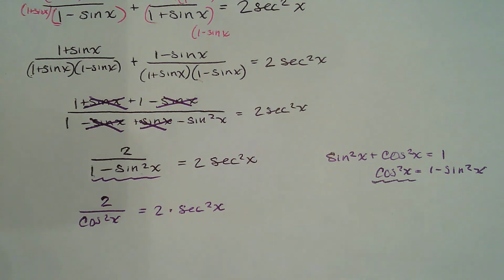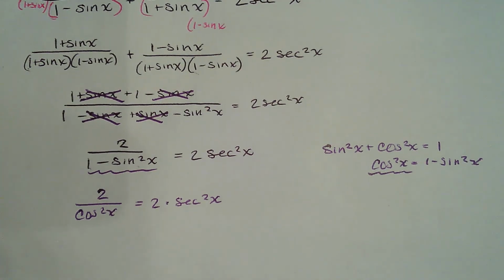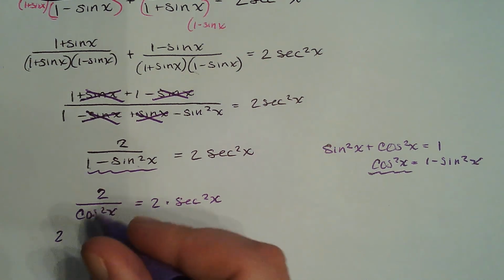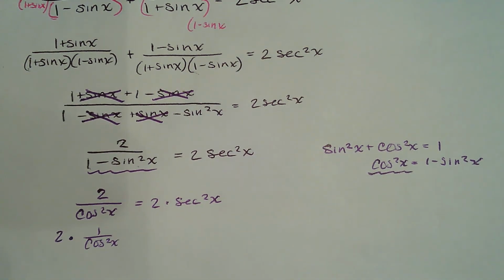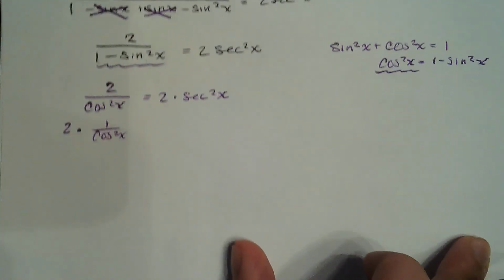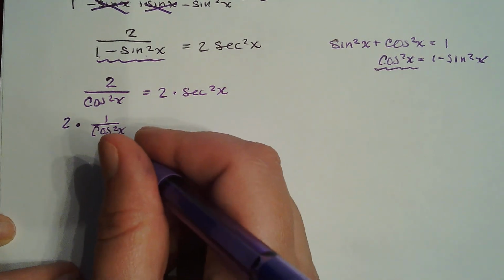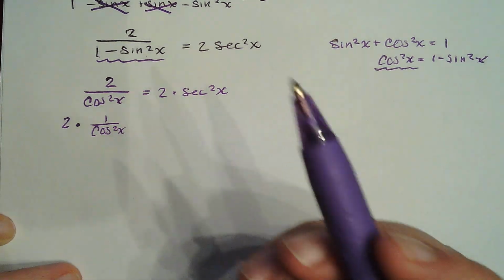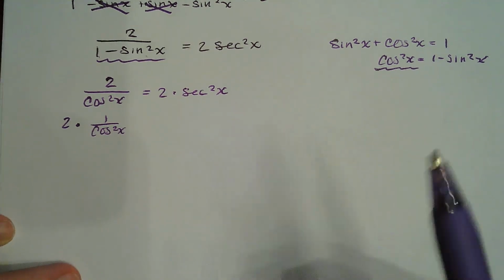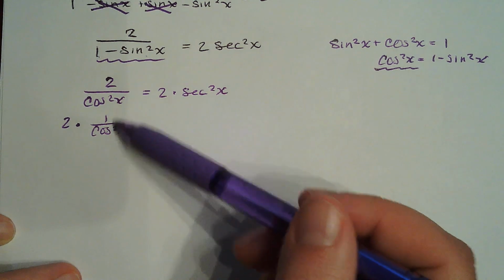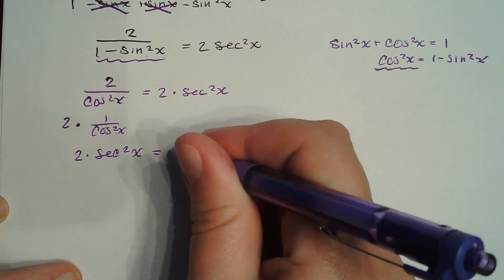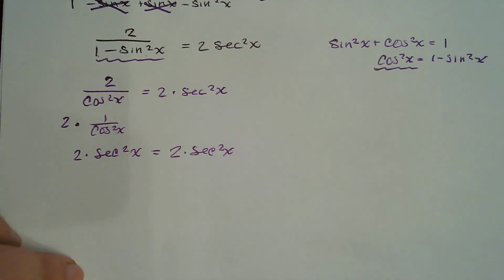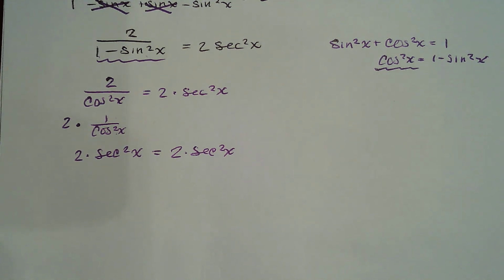Or let me write it out the long way. So this is going to be 2 divided by cosine squared x, or better yet, 2 times 1 over cosine squared x. That's dividing by cosine squared x, which is going to be multiplying by the reciprocal, which is what we're doing. And 1 over cosine squared x is going to be the same as secant squared x, so we have 2 times secant squared x, which of course is equal to 2 times secant squared x. So that's it. We got them to equal one another.